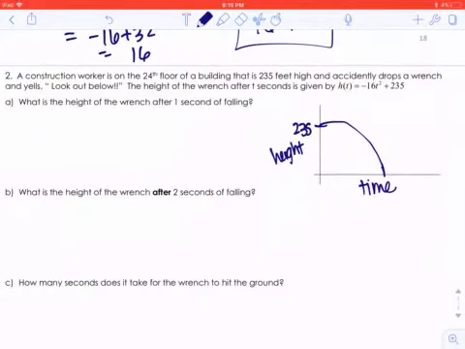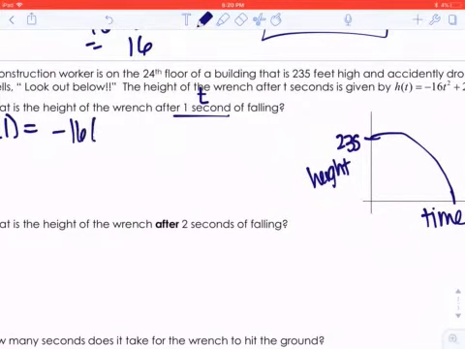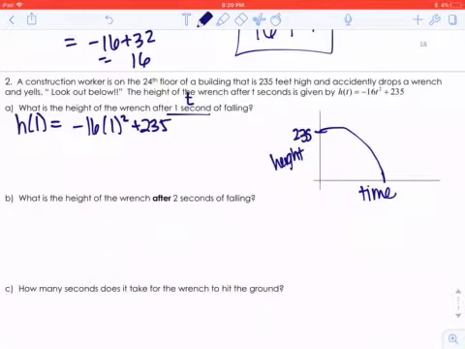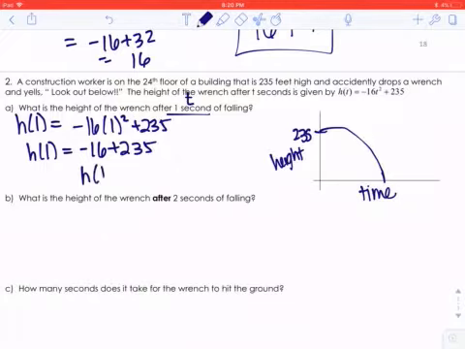All right. What is the height of the wrench after 1 second of falling? All that's asking is, 1 second is referring to the time. So plug 1 in for t. So you get negative 16 times 1 squared plus 235. H of 1 is negative 16 plus 235. And we're going to pull out a calculator here, and we're going to get that it is 219. So the height at 1 second, remember our function notation, is 219. 219 what? 219 feet.